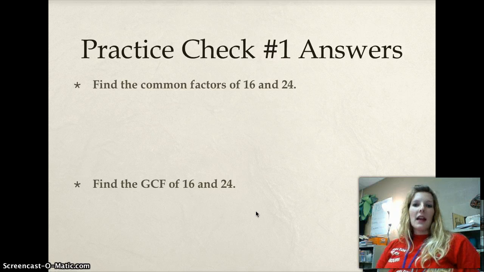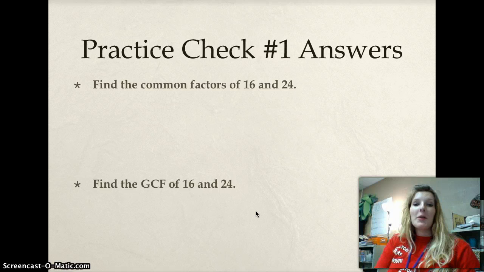If you are not ready for the answers, then pause and go back and take the time that you need because they're about to be given away.